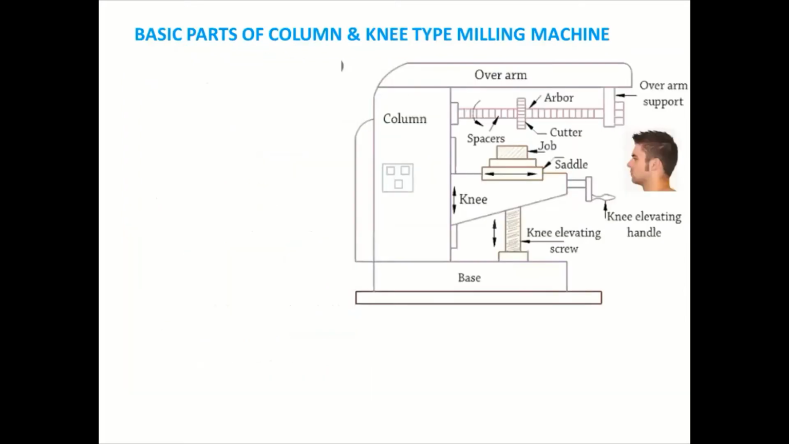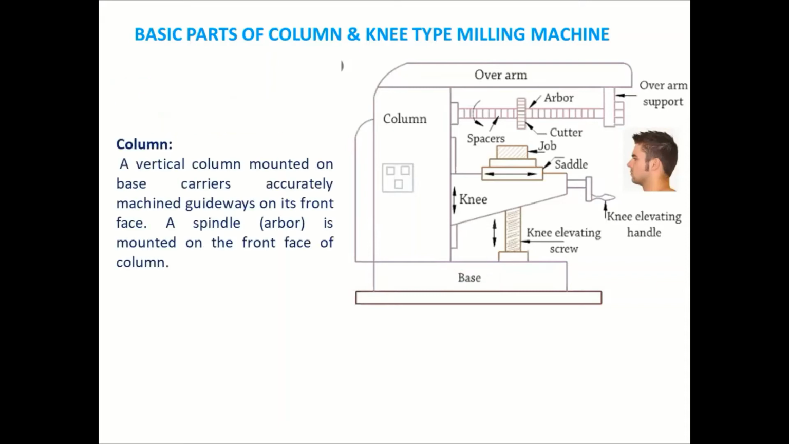Now we'll go for the next, the basic parts of a column and knee type milling machine. You can see this person is looking at the front side, right? And from this direction it is a side view of the milling machine, and this is a front view. Now we'll go one by one. First is the base. This base is made of casting, which is a very heavy base, because all the load of the other parts is acting over that base, and that's why it is very heavy and made of casting.